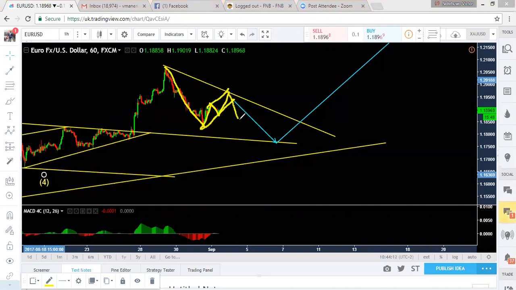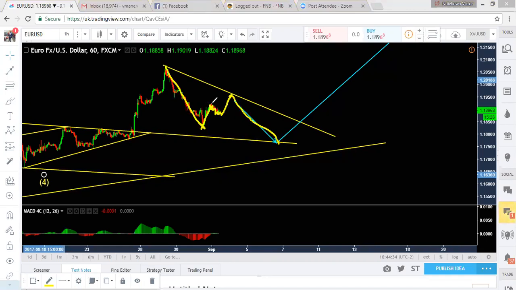We can possibly have something like this before coming down. Okay, so currently, this is what is happening here. We've got this impulse here, and then you've got this impulse with the correction, right? And then the impulse continues before we get the move to the upside.